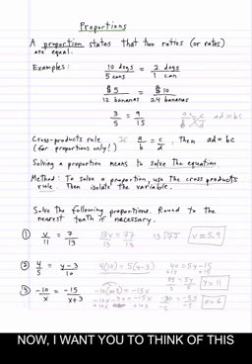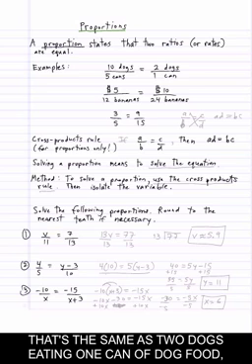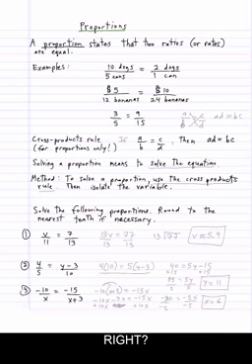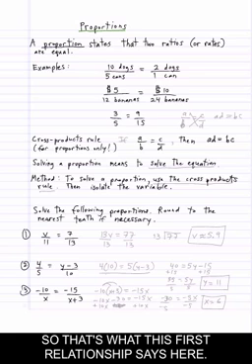Now, I want you to think of this like if 10 dogs eat 5 cans of dog food, that's the same as 2 dogs eating 1 can of dog food, right? Because there's 2 dogs for every can. So that's what this first relationship says here.